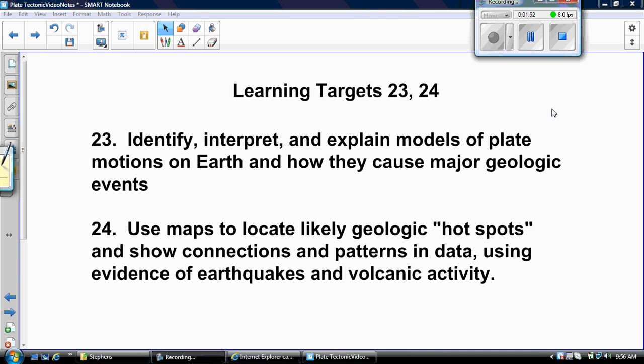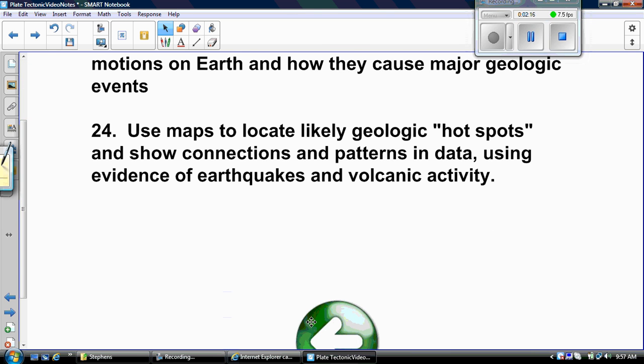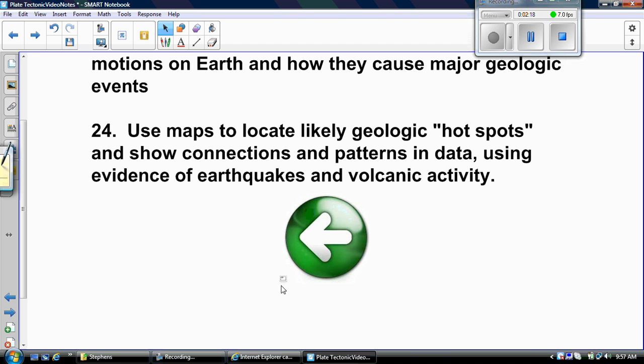For learning targets 23 and 24, you will be looking at maps and locating areas on Earth where volcanoes, earthquakes, and mountain building occur. So you're going to be looking at the data and making connections and patterns using that data to figure out where our earthquakes and volcanoes are likely to occur. So those are our learning targets for this lesson.